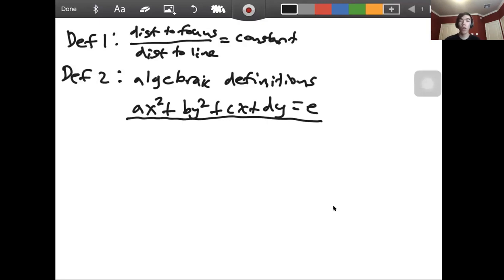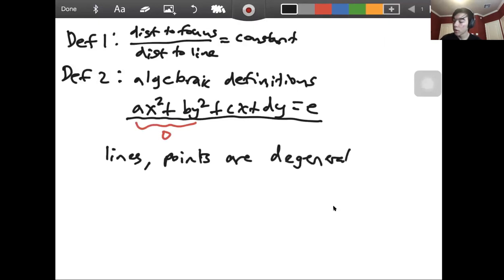Like the only exceptions are when these two terms are both 0, then we just get a line, or sometimes even a point. And lines and points are degenerate. So they don't actually count as conics most of the time. Most of the people you ask will say lines and points are not conics. So as long as you satisfy this algebraic equation and you have at least one quadratic term, one x squared or one y squared, then you're fine.